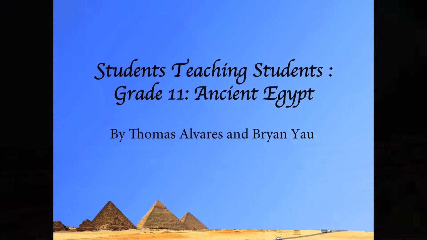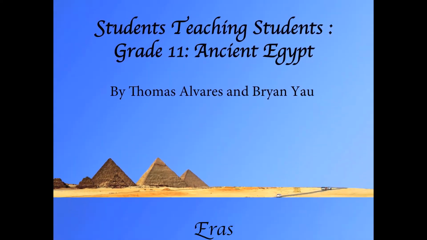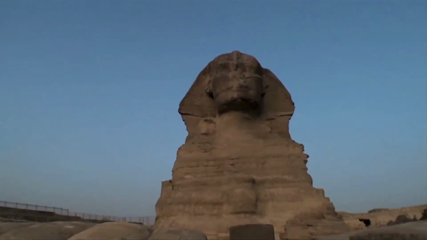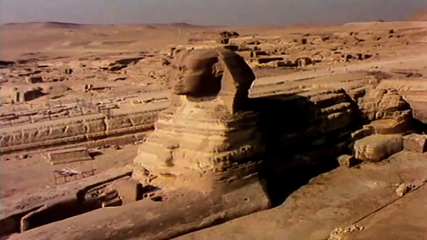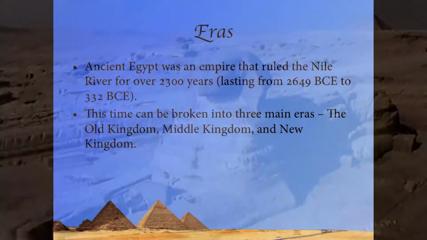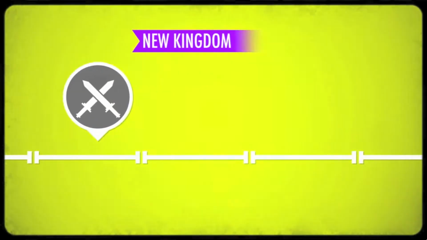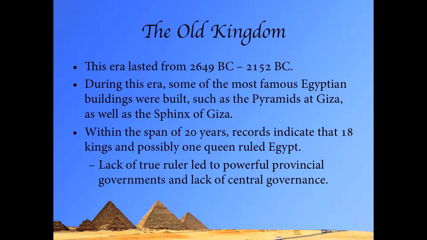Let's get started. Ancient Egypt was an empire that ruled over the Nile River for over 2,300 years. Today we will be talking about the three main eras of ancient Egypt: the Old Kingdom, Middle Kingdom, and New Kingdom. The Old Kingdom. The Old Kingdom is the first era of Egypt's dominance over the southern Mediterranean.